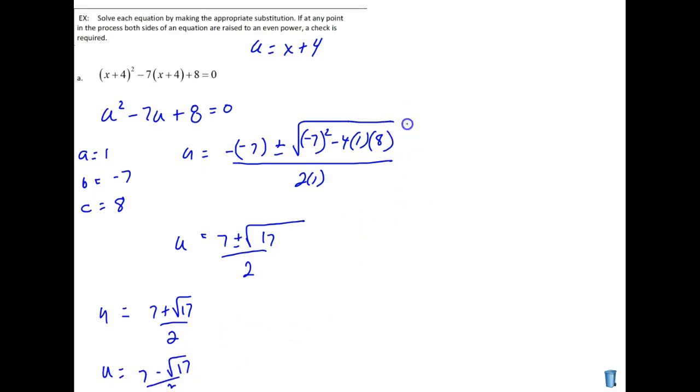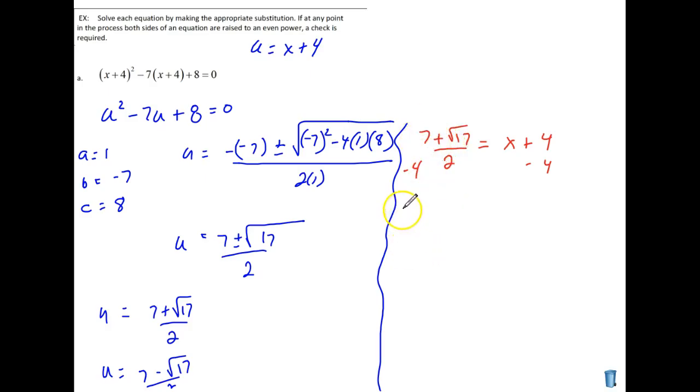Okay, now I need to plug that back in and I can figure out what my x values are. Okay, so now I say, well, 7 plus square root 17 over 2 equals x plus 4. So I have to subtract 4 from both sides. Now this is really thinking of this as 7 over 2 plus square root 17 over 2, and then I'm going to subtract 4 from that, so that's minus 8 over 2.